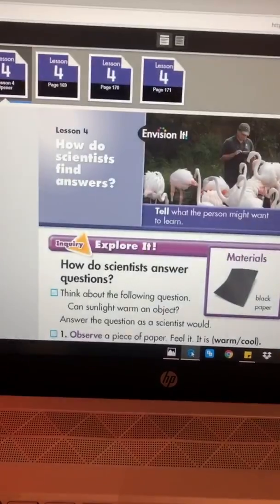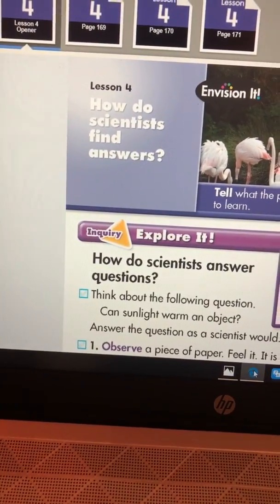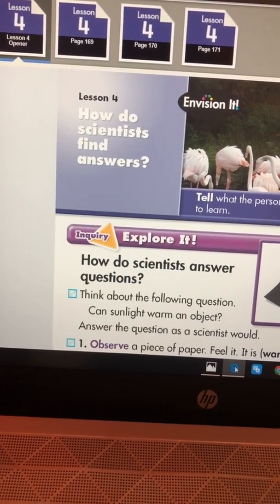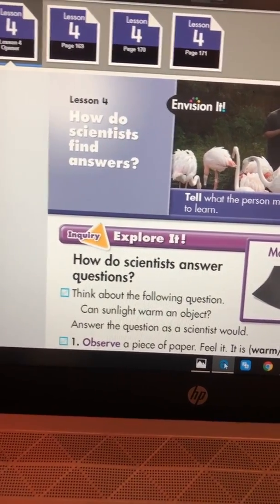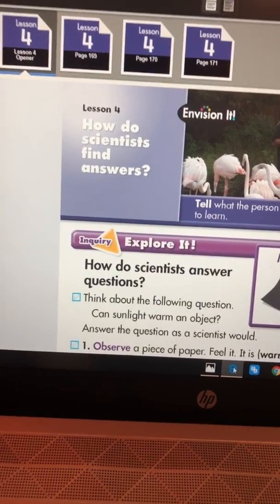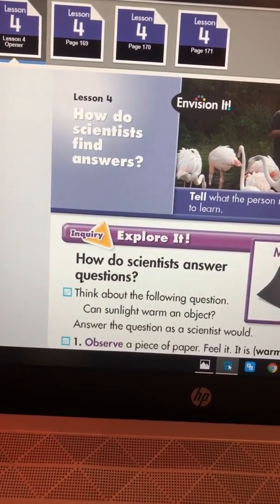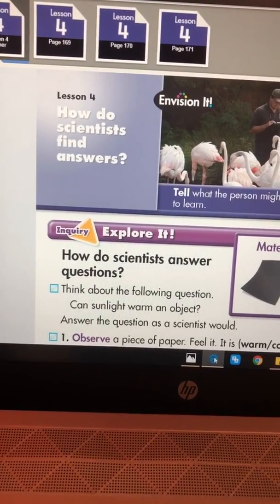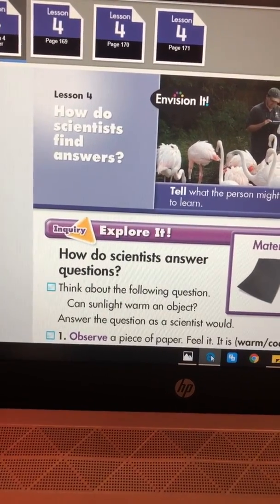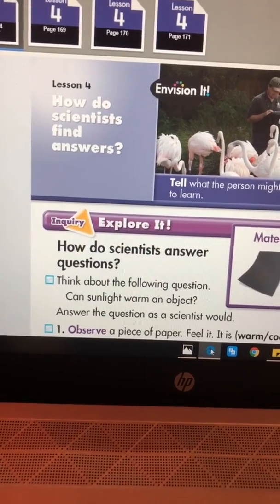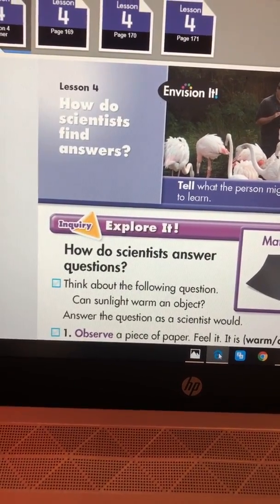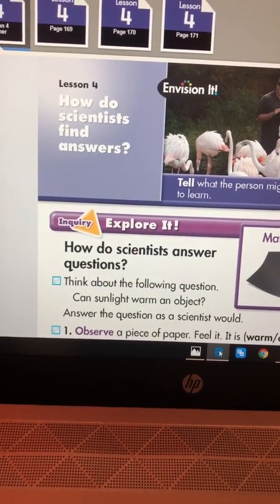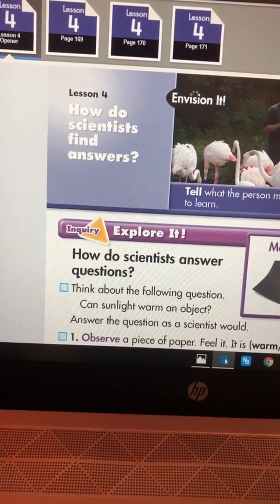Okay, today inshallah we're gonna start a new lesson. Lesson 4. How do scientists find answers? We said before, scientists always ask a question, and also they always answer the questions. So scientists always ask and answer questions. Okay, how can they answer, or how can they find the answers?